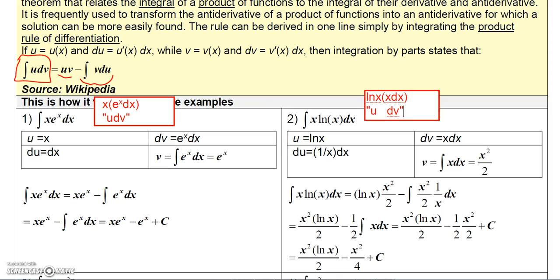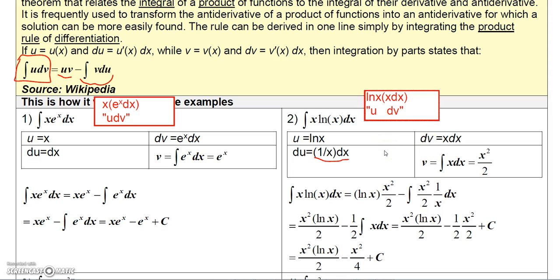So here I'm going to let u be the natural log of x. Then du would be the derivative of that, which is 1 over x times dx. And over here, I'm going to let dv be the x dx, so you can see that there. Then I'm going to integrate both sides so that I get v. If I integrate the x dx, I get x squared over 2. And again, I'll wait till the end to put the constant in.